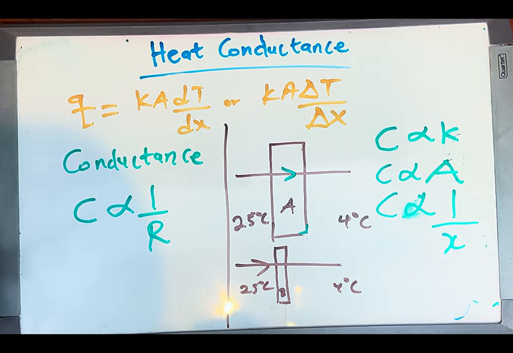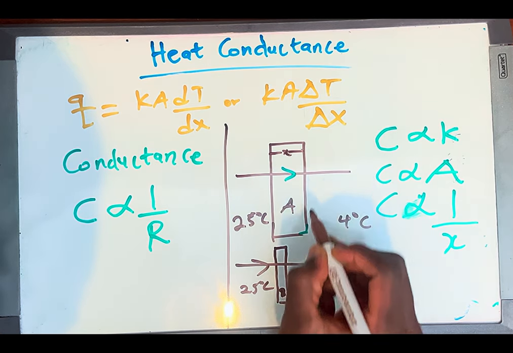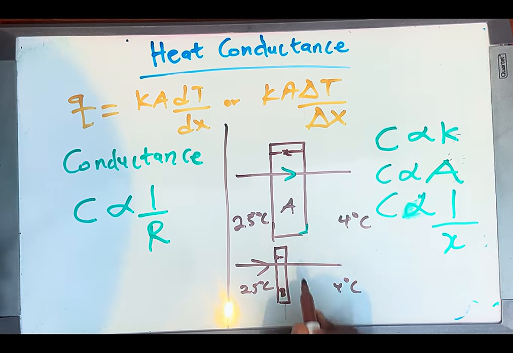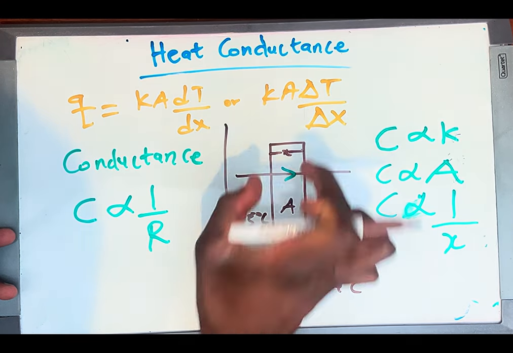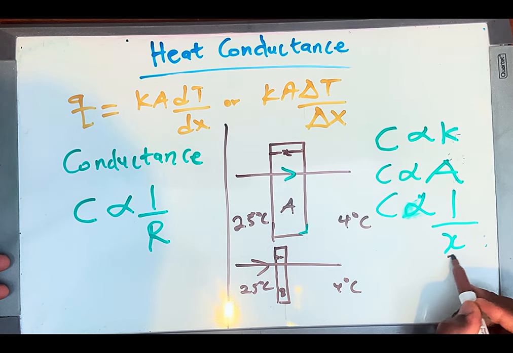You will realize that because this material is very thick, the distance from here to here is very high compared to the one from here to here. So the heat will be able to easily flow through the one that is thin compared to the one that is thick. So this implies that conductance is inversely proportional to the thickness X.